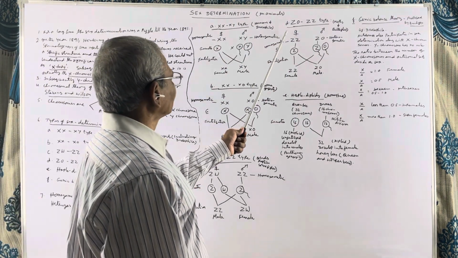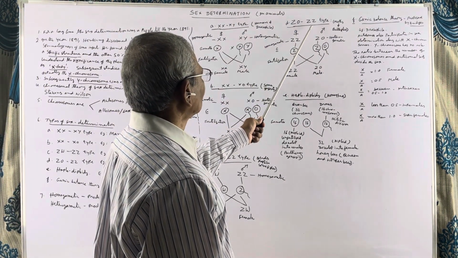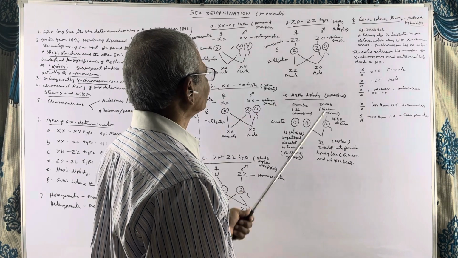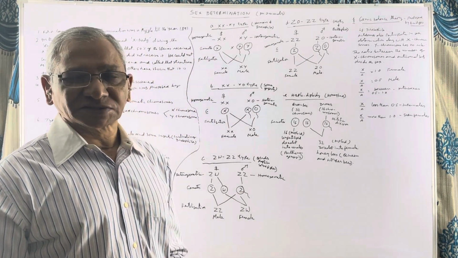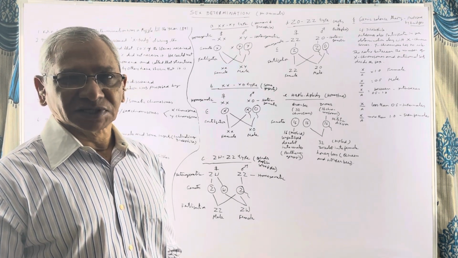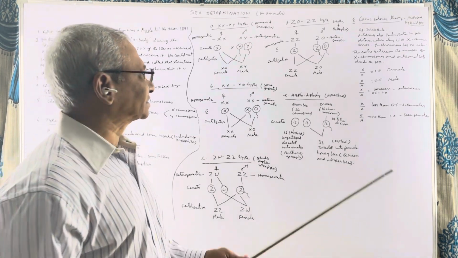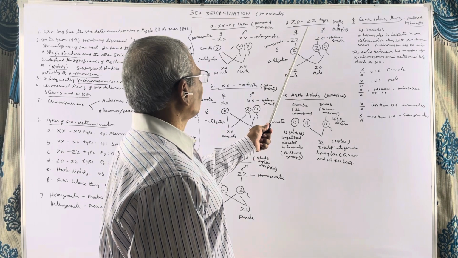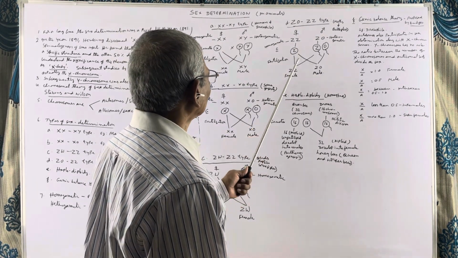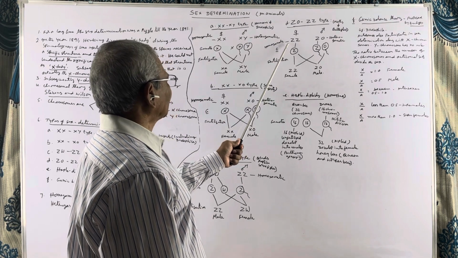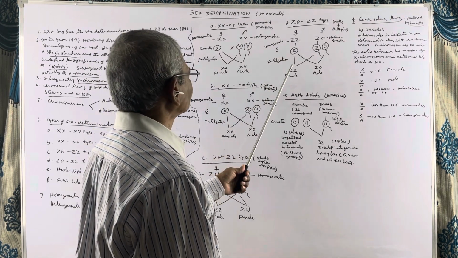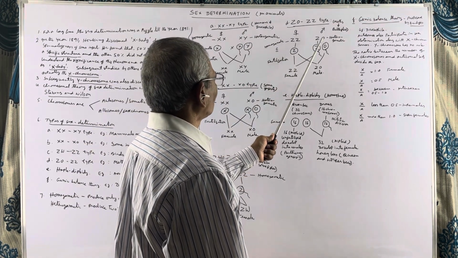Then the fourth type, ZO, ZZ type. It is found in moths and butterflies. These are insects. In the insects, moths and butterflies, we come across ZO, ZZ type. See the female here. Female has both the ZZ chromosomes. Males have ZO chromosome.